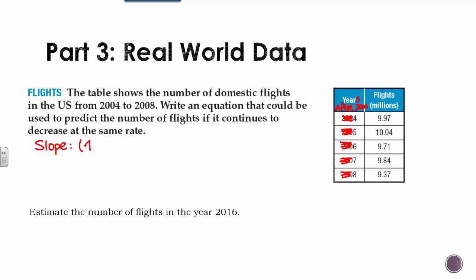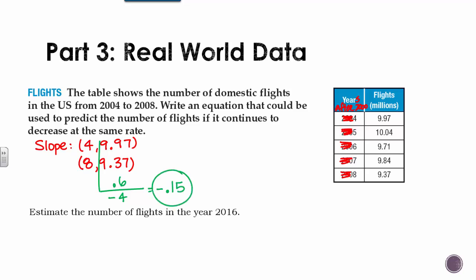So I have 4, 9.97, and then 8, 9.37. So if we find our slope, let's do this little L thing, subtract these numbers, we get 0.6. 4 minus 8, I get -4. And if we divide these, we end up with -0.15. Now, usually I would say we need to turn this into a fraction, but because they gave us things in decimals, it's okay to leave it.